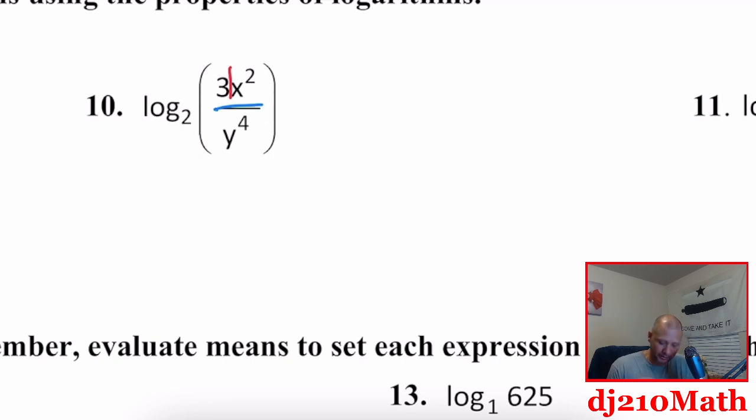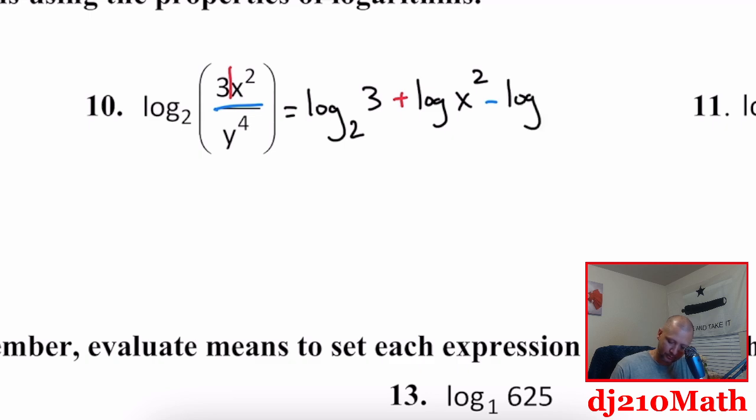So we're going to break this thing apart. There's going to be three separate logs. So this is going to be log 2 3 plus log x squared minus log, should be a 2 right here, base 2 y 4.